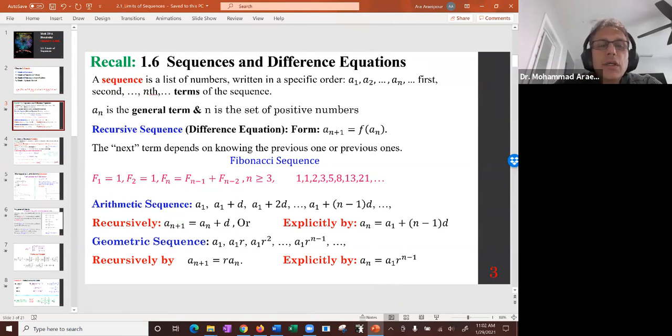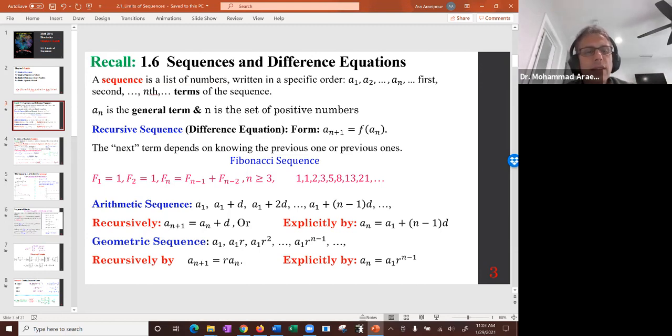Then we looked at the recursive sequence or difference equation in the form of a sub n plus 1 equals f of a sub n, meaning if we are interested in coming up with a term, we need the term or terms prior to that. An example of that would be the Fibonacci sequence we have seen before.